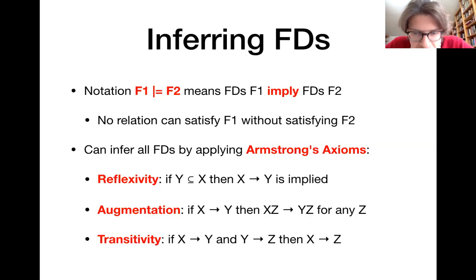Then I have augmentation, which means that if X implies Y, then X and Z also implies Y and Z. For instance, we know that the hours implies the salary from the previous example. So we can also say that the hours and the TA name imply the TA name and the salary. Again, that doesn't seem very useful, but it is certainly true. And then we have transitivity, which means that if X implies Y and Y implies Z, then X will also imply Z. So if the TA name implies the number of hours, and the number of hours implies the salary, then the TA name also implies the salary. Those three relatively simple axioms actually allow you to infer all possible functional dependencies.